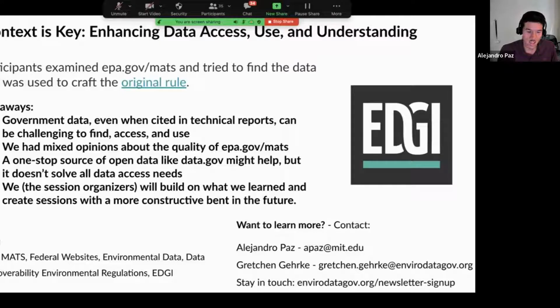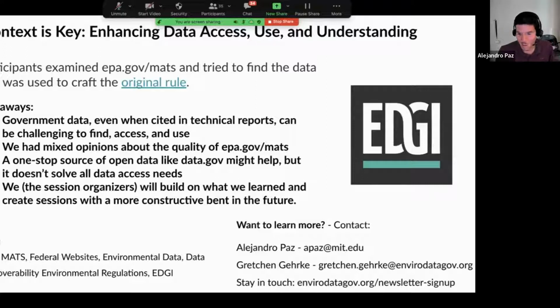So we, the session organizers, were EDGI, the Environmental Data and Governance Initiative. And we found your feedback for this session to be extremely useful. We hope to build on it to create more sessions or programming, reports, and so on in the future that will allow us to provide a more constructive bent to our analysis to help agencies like EPA better think about how to make their data assets findable, especially those that are used to craft regulations.